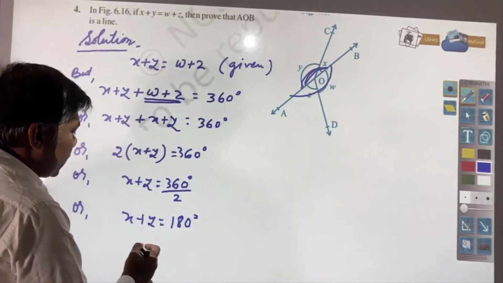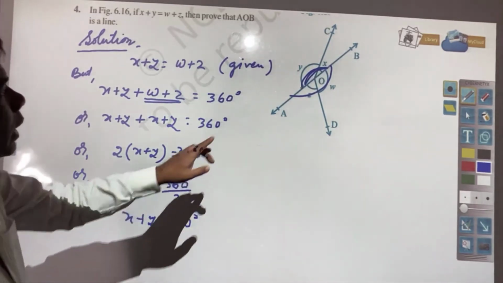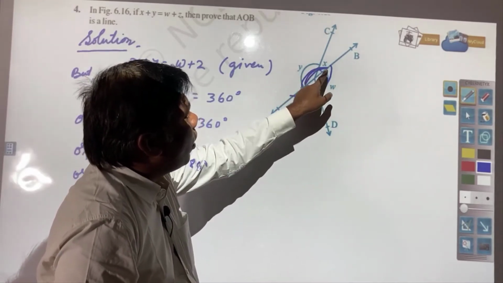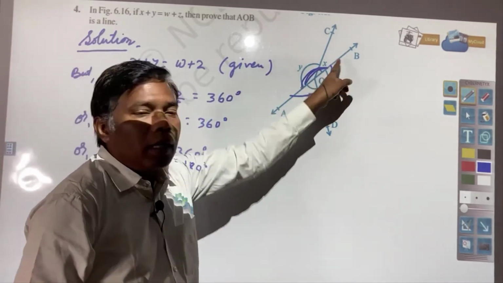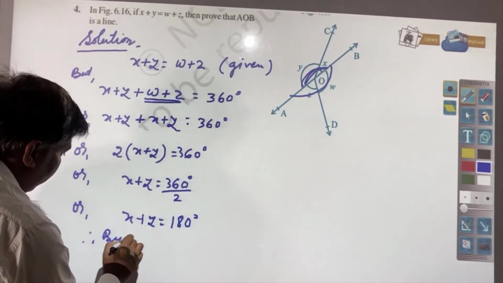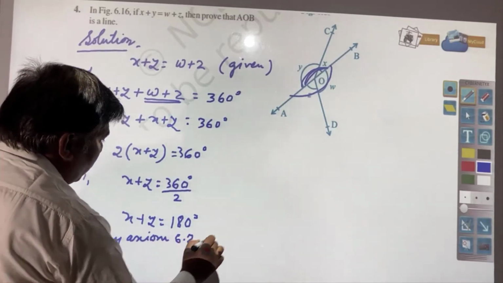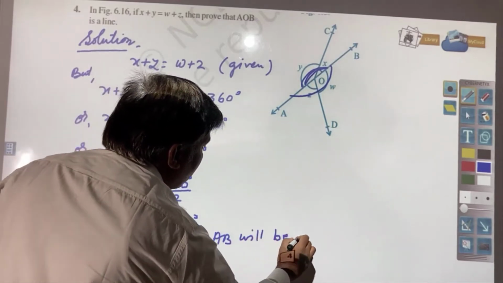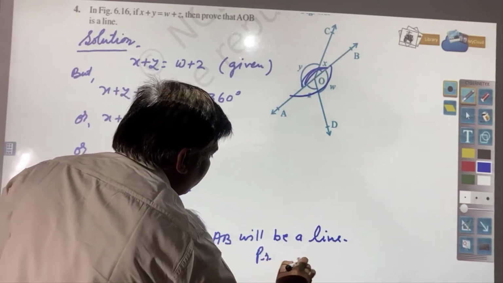And what we have studied by axiom 2, if the sum of a linear pair is 180 degrees, then that forms a line. So here we will write, therefore by axiom 6.2, AB will be a line, and this will be your answer. So you can write proved.